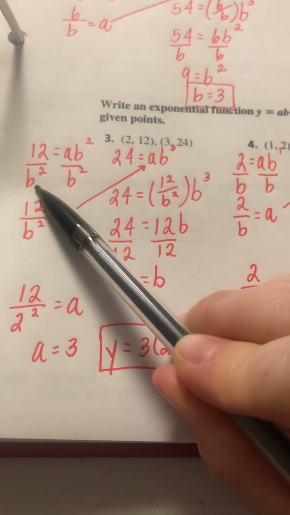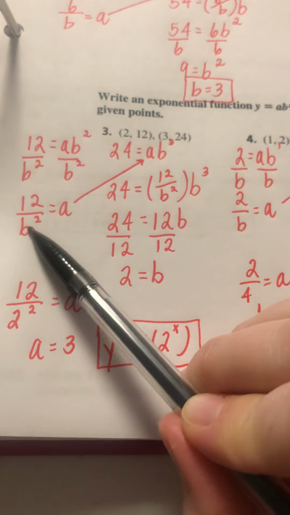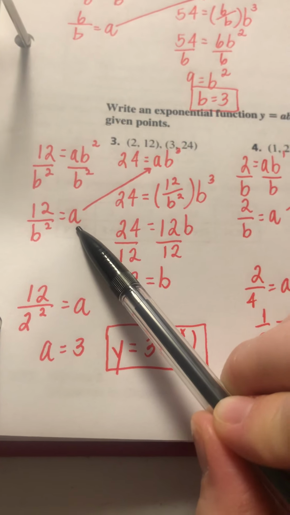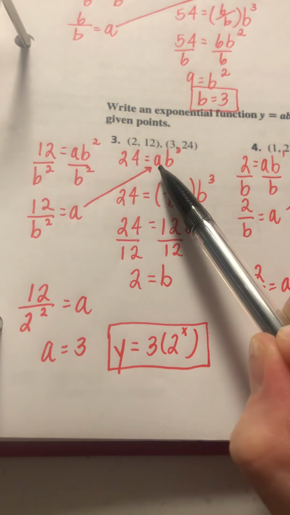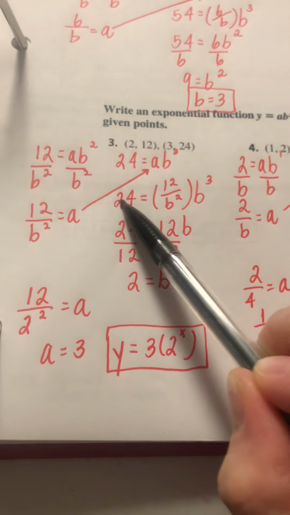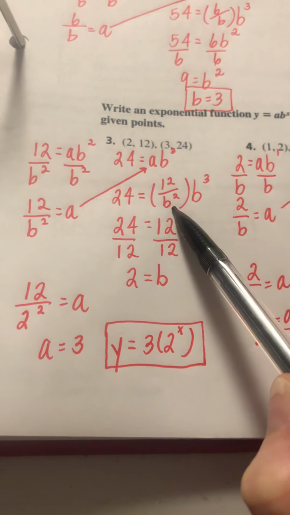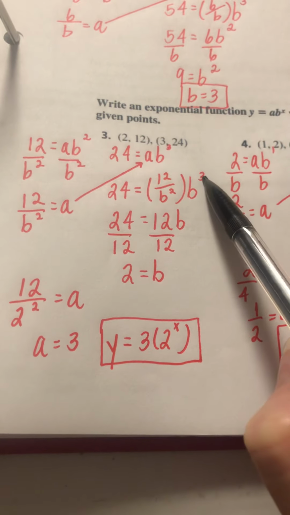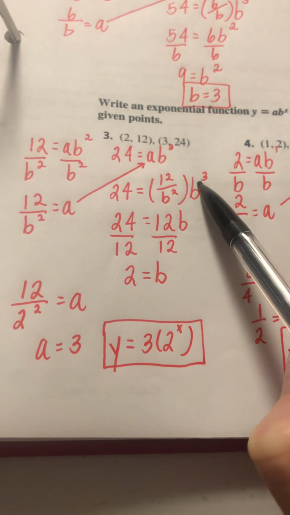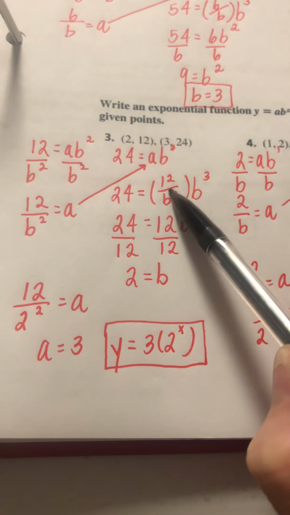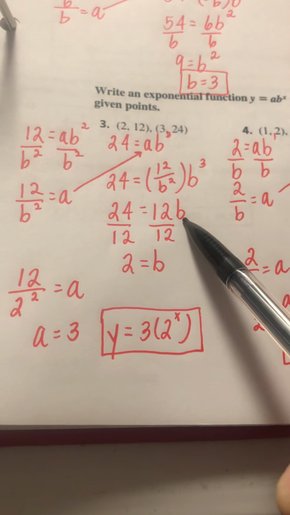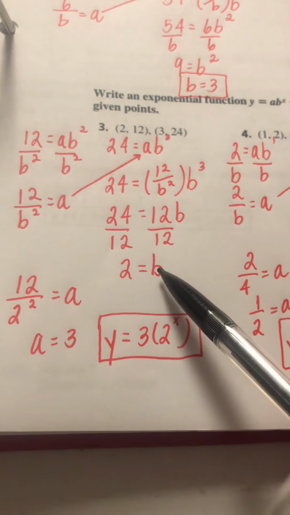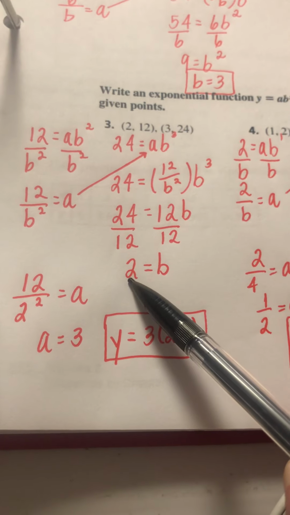So I move B squared to the other side. A is now by himself. Put A where A is in the other equation. So 24 equals 12 over b squared, times b to the third. I have 3 b's here, 2 b's on the bottom. 3 minus 2 makes 1 b. When I divide by 12, I get that b is 2.